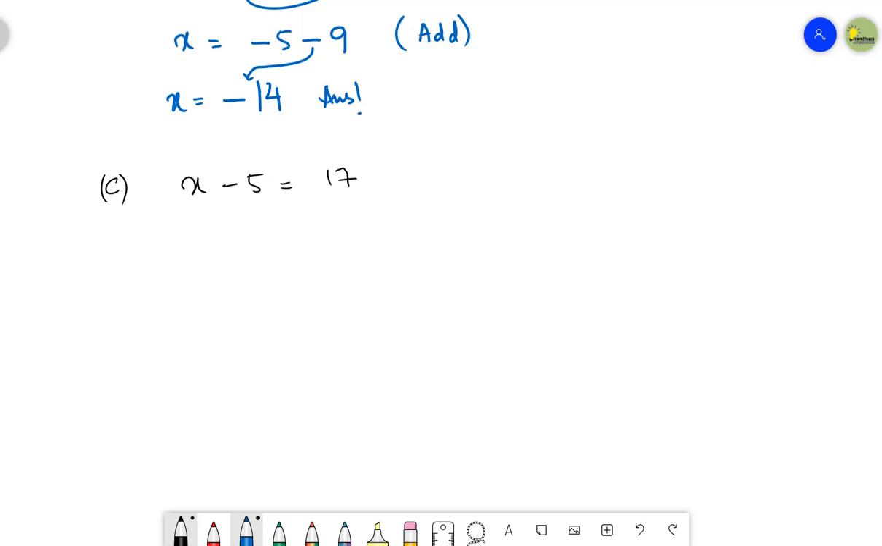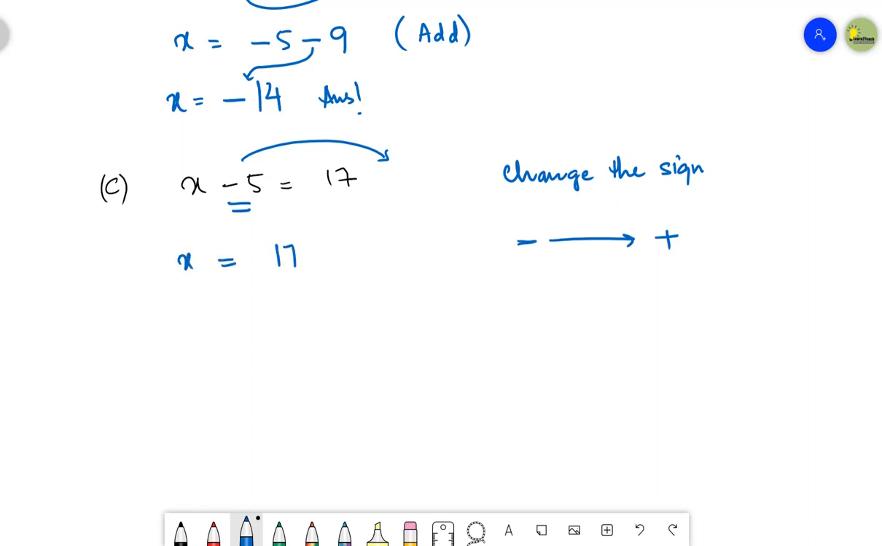Now, there is a difference. Right now, I have minus with my term. I need to shift it to the other side. Keep in mind the rules remain the same. You have to change the sign. When you are shifting the term to the other side, you have to change the sign. If the sign is minus, it will be changed to plus. So right now I will write x equals 17 plus 5. So the value of x is going to be 17 plus 5, which is 22.